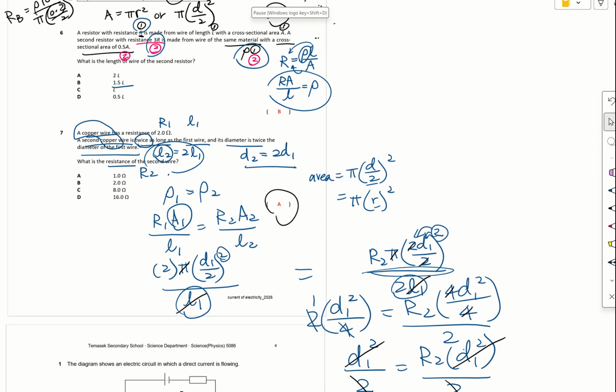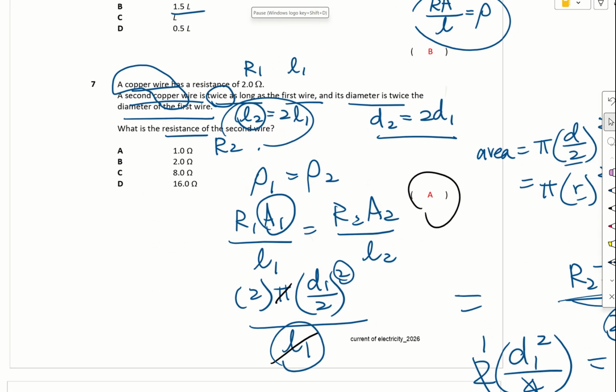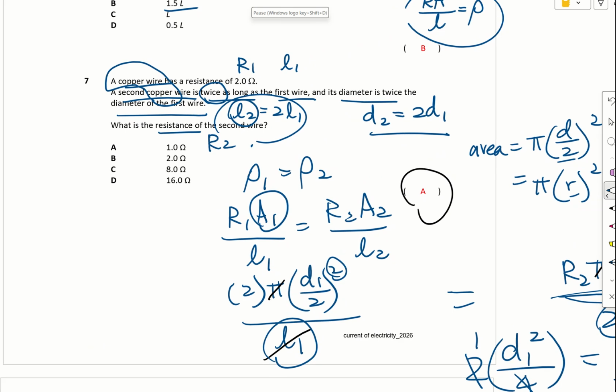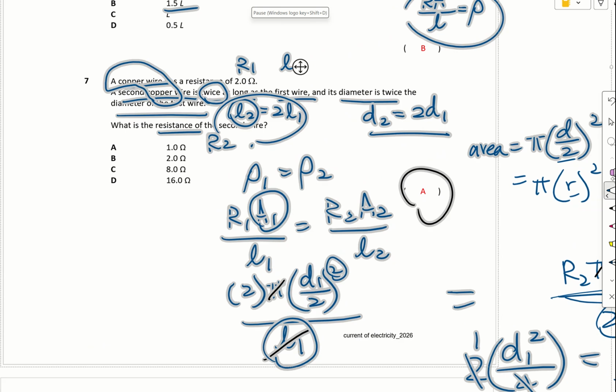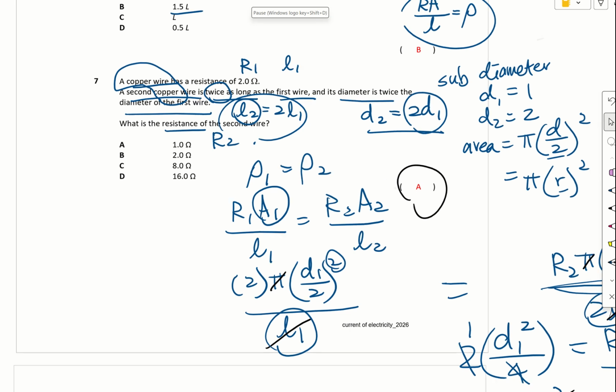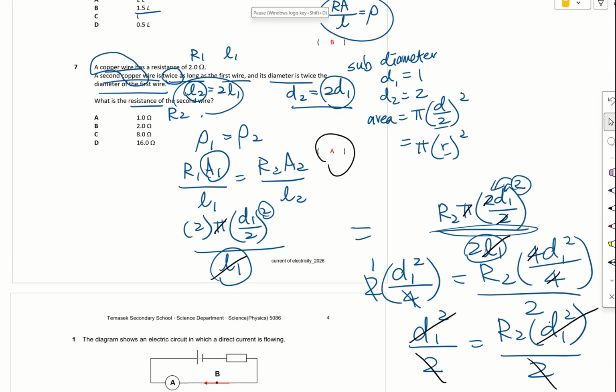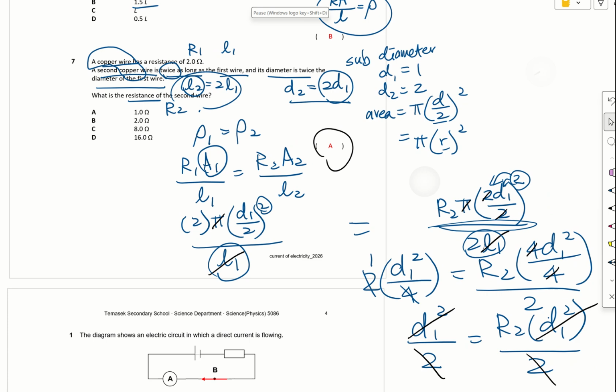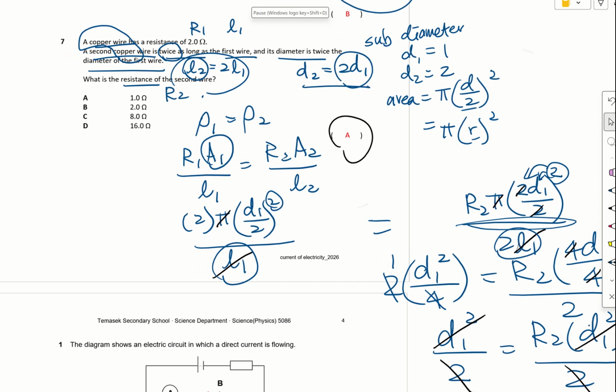Okay, so this one may be a little bit tough, right? Because there's a lot of manipulation. So if you want, you can also sub in diameter. For the first one, let's say D1, you can let it be 1, just a value of 1. Okay, so therefore D2 will be 2 because it's twice the diameter of D1, twice the diameter of the first wire. Okay, so sometimes you can use numbers.